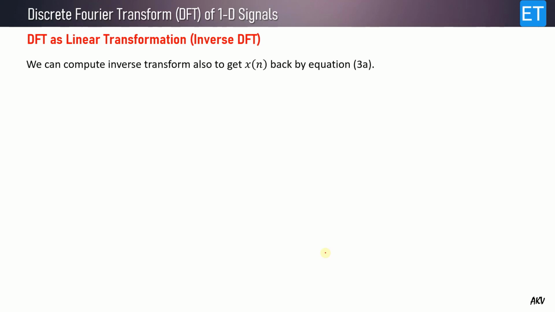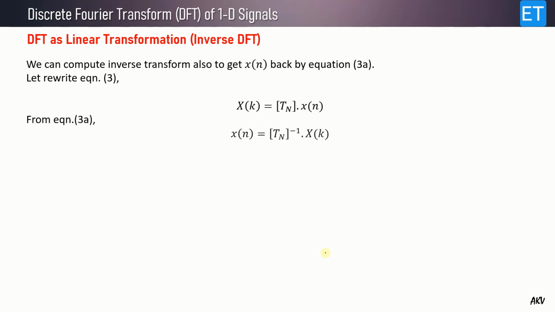Now we can compute the inverse transform to get xn back by equation 3a. Just write equation 3a, Xk equal to Tn xn. This we have already written. From this equation I need to find xn, so xn equals, I will take the Tn matrix to this side. That means we get the inverse of this Tn, so all the DFT values will be multiplied with the inverse of that transformation matrix. So you will get your xn back.